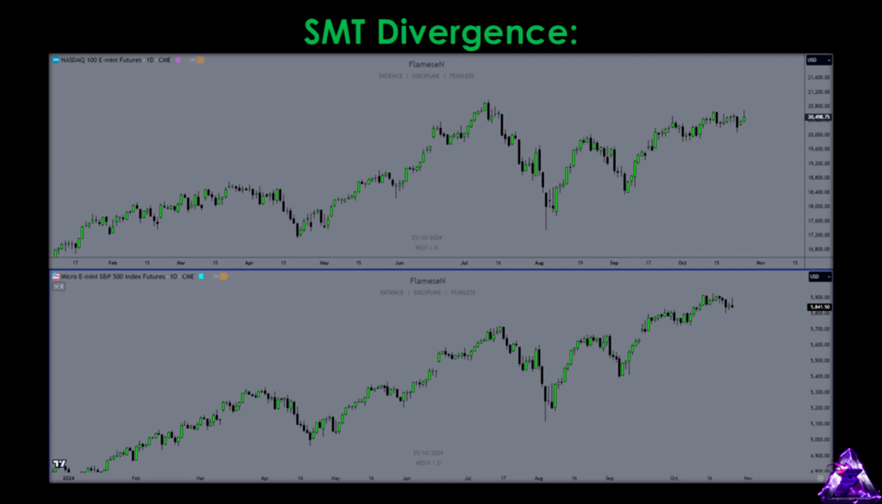Our objective here is to find the high probability SMT divergence at key times and key levels using the filters I discussed earlier. You need to focus on the extreme swing points where quick expansions or reversals occur, and you will see there is an SMT divergence present. Take a moment to try and spot it. Look at the extreme swing points where expansions and reversals happen, and you will find the SMT.